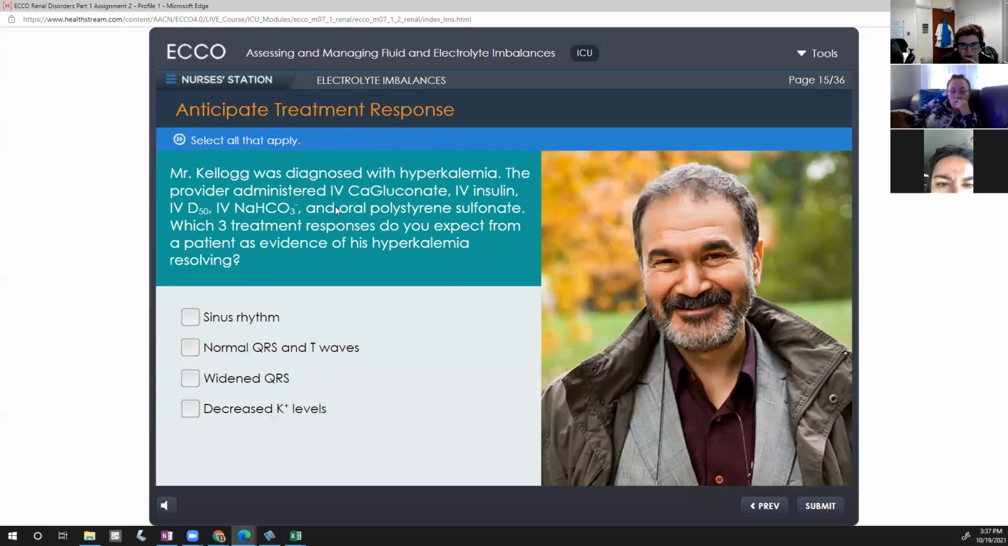And so here's our patient who is going to give calcium gluconate, IV insulin, D50, and bicarb, along with, this guy's K must be like 10, obviously, with all these interventions. So what do you expect as evidence that his hyperkalemia is resolving?